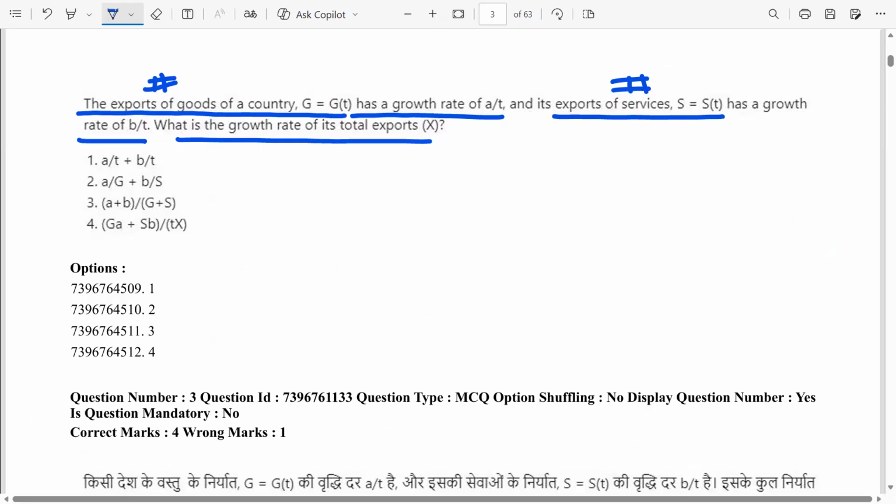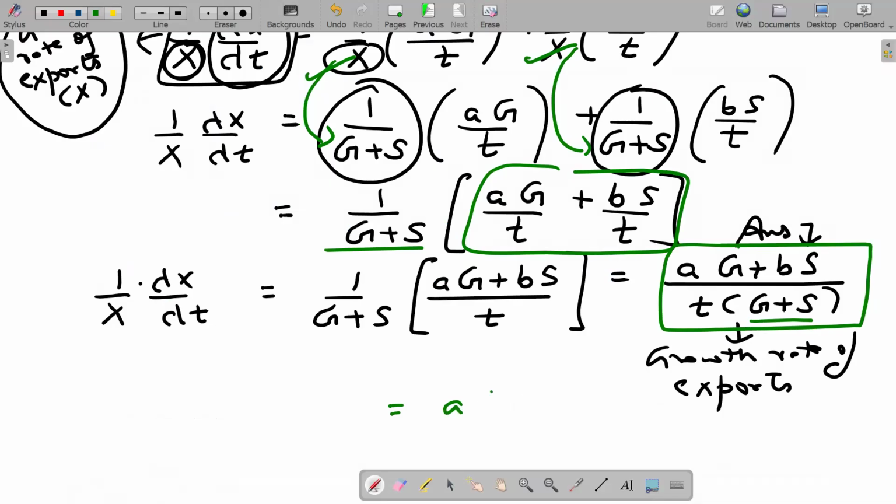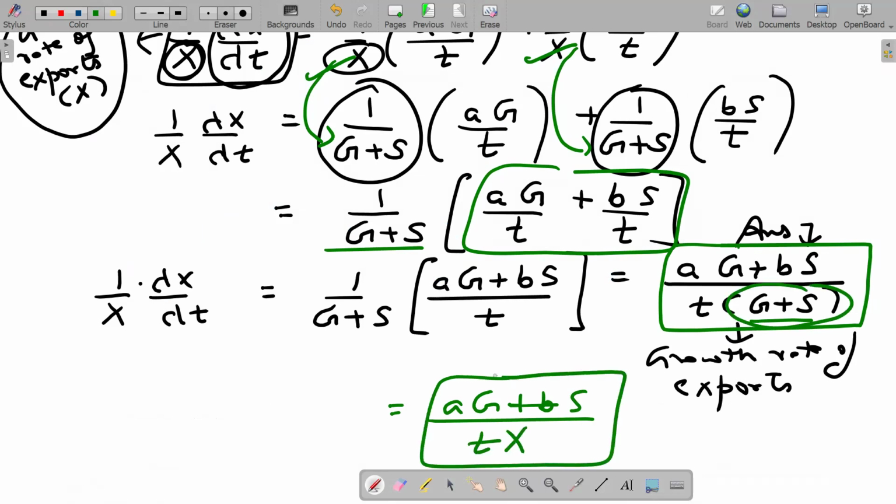This is option 4, ag plus bs over t times x. Remember, x is nothing but, if I come back to the whiteboard, x itself is what? g plus s, right? So I can write ag plus bs over t times g plus s is x, right? So this is my answer: ag plus bs over tx, because g plus s itself is x.